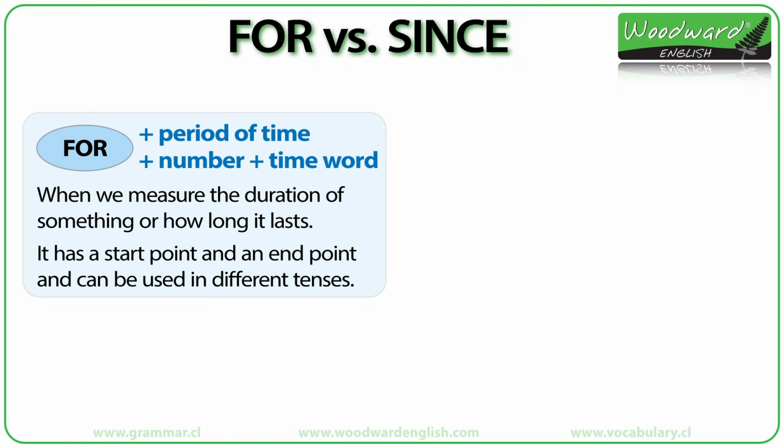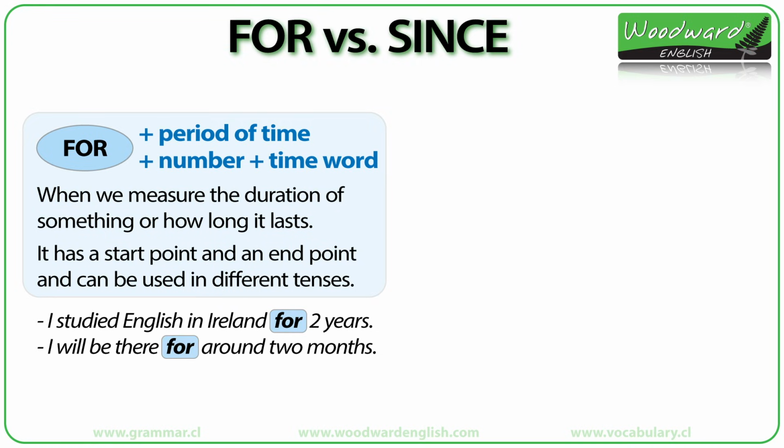Here are some example sentences. I studied English in Ireland for 2 years. This talks about a duration of 2 years and is in the past tense. I will be there for around 2 months. This is the future tense. We have been married for 16 years. This is in the present perfect tense.